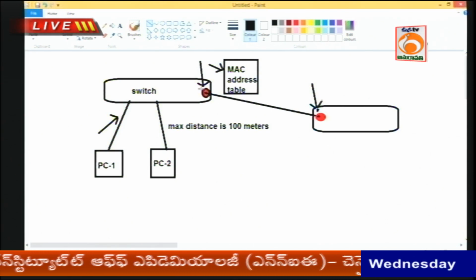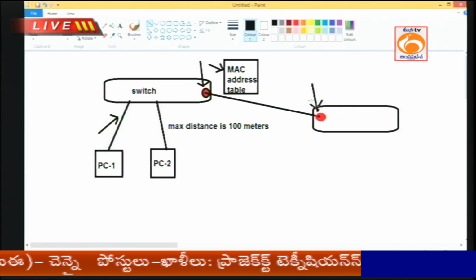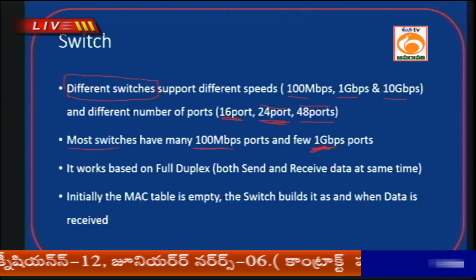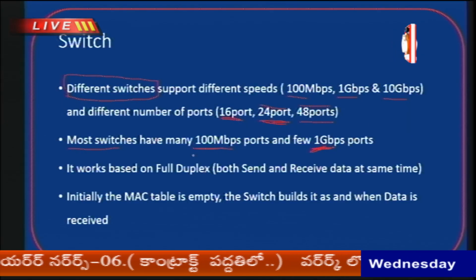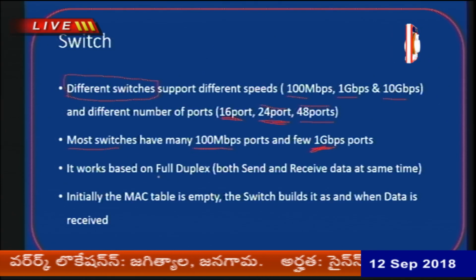So, these gigabit ports provide high bandwidth between the switches. Gigabit ports are also important for network speeds. Then they work in full duplex mode.